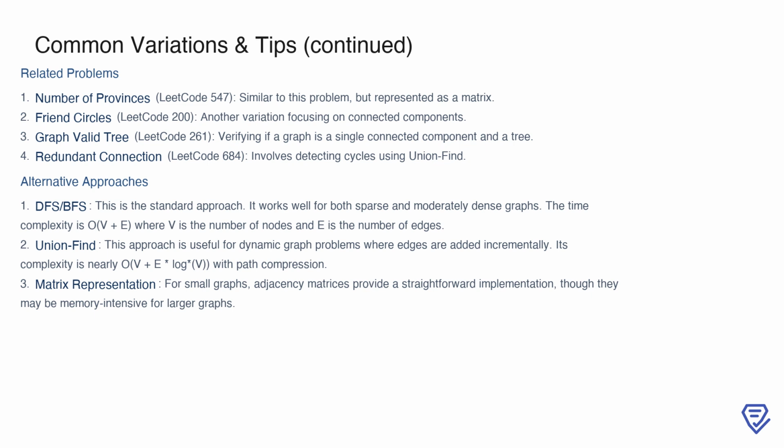When exploring alternative approaches, DFS and BFS are the standard methods, and they perform well for both sparse and moderately dense graphs, with a time complexity of O(V + E). Union find is another option, particularly useful for dynamic graphs, with a nearly O((V + E) log* V) complexity when using path compression. For smaller graphs, adjacency matrices can also be a straightforward choice, though they are less efficient for larger graphs due to higher memory usage.